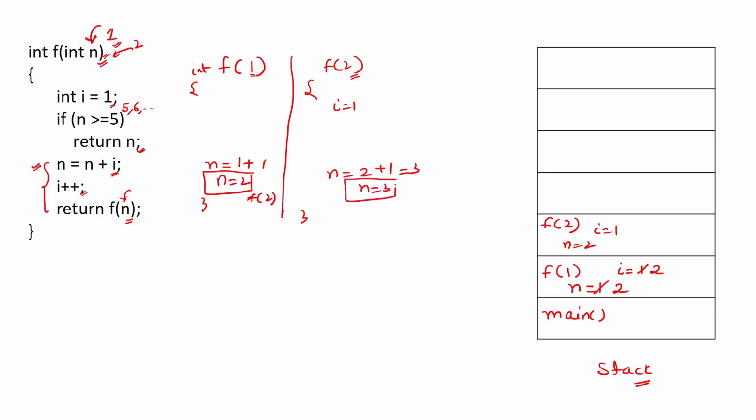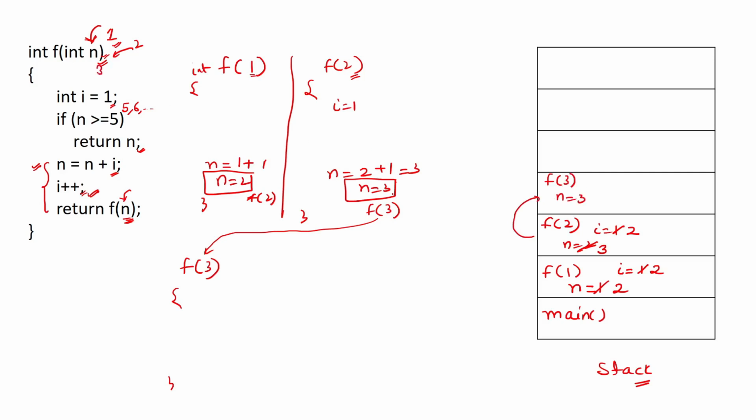N is 3. So we are updating this, and now we are incrementing this i also. i is 2. Now f of n is called, that means f of 3 will be called, right? So I will write f of 3 body here. Okay, so f of 3 is called from here. So this n is 3.